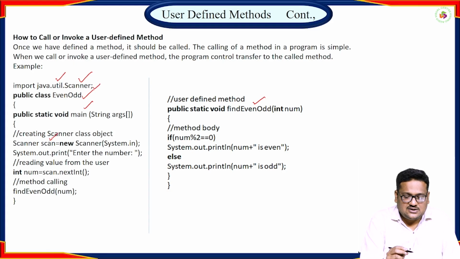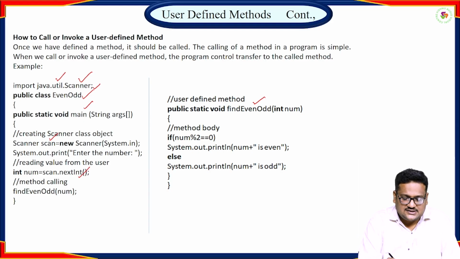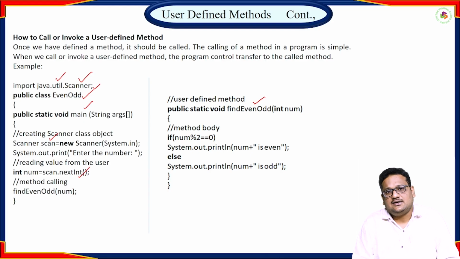Yes, here scan is the object of the Scanner class. I am taking a number from the keyboard. To read a number from the keyboard, we depend upon the Scanner class. The Scanner class provides us the method called nextInt. By using this nextInt method, whatever key I press on the keyboard will be converted into an integer.